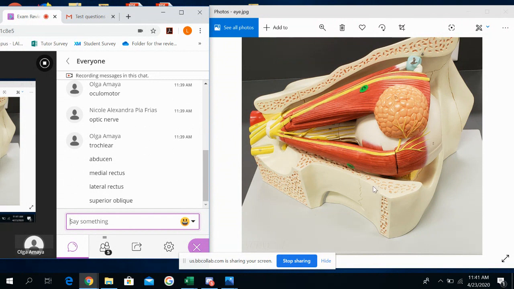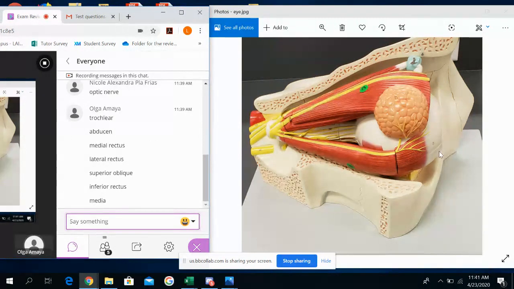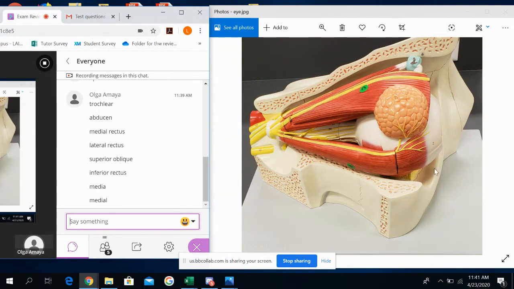What about the one under? Your inferior rectus. Awesome. And then we're missing one. Not your medial, but your inferior oblique, which would be this one right here. So recap, we have four rectuses: superior, medial, lateral, and inferior, and we have two obliques, superior oblique and inferior oblique. Now, cranial nerve number four, the trochlear nerve, will move your superior oblique muscle. And cranial nerve number six, the abducens nerve, will move your lateral rectus, which is the one that you see here.